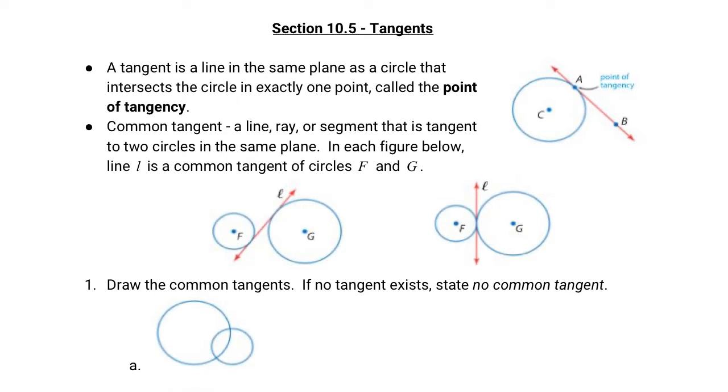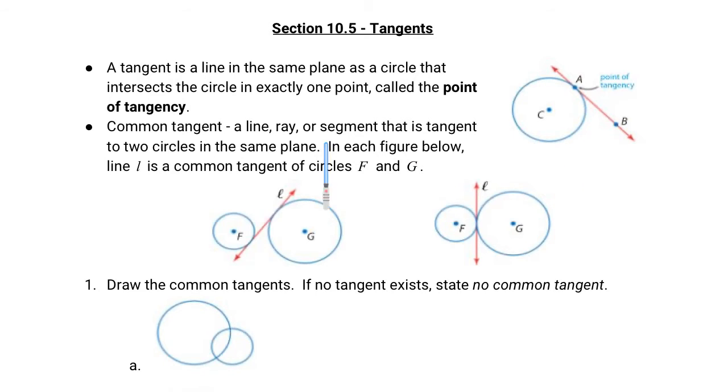At the top here, you can see a tangent is a line in the same plane as the circle that intersects the circle in exactly one point, called the point of tangency. In the figure to your right, the line AB is tangent to circle C at point A, the point of tangency. That means segment AB and ray AB are also tangents.